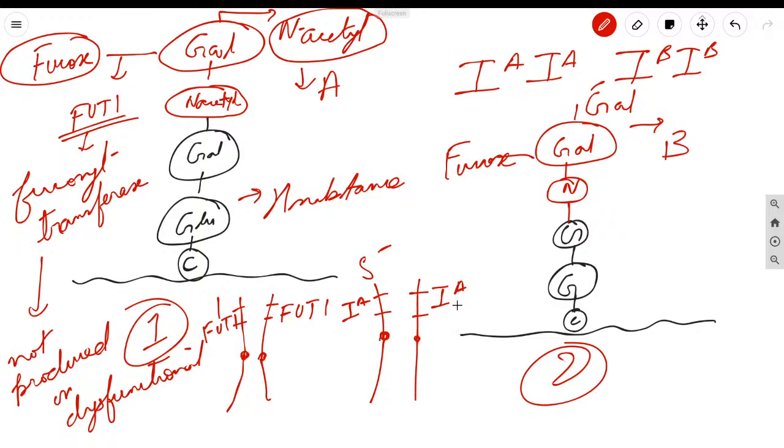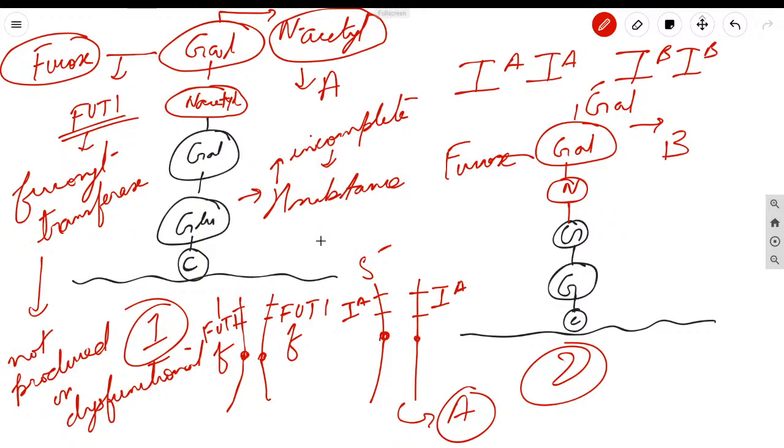So what will you expect, Ishika? You will think that because it has proper I^A, the blood group will be A, right? But the recessiveness of this one, the small f, what will it do? It will not add this fucose to the last galactose of the H substance. So the H substance will be incomplete. What you will generate is an incomplete H substance.